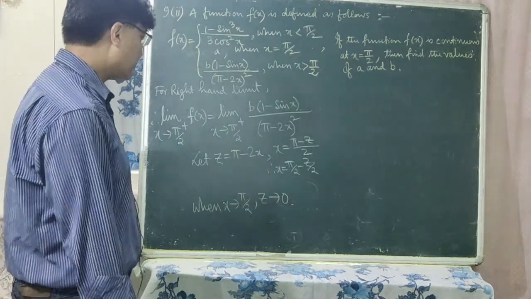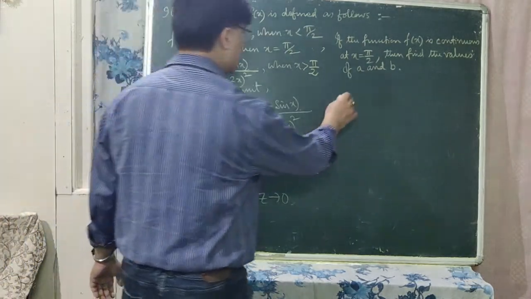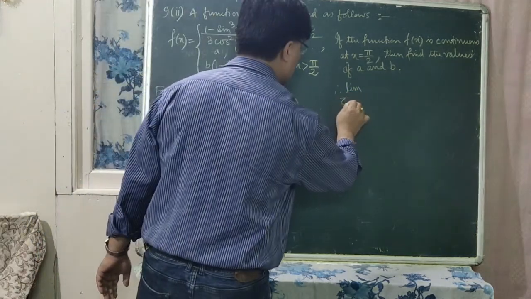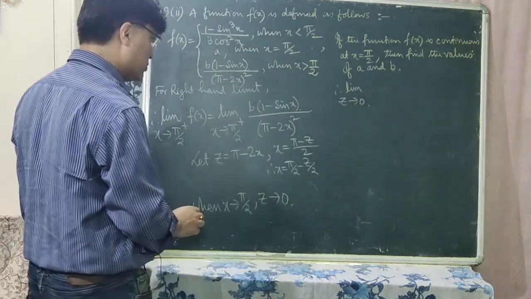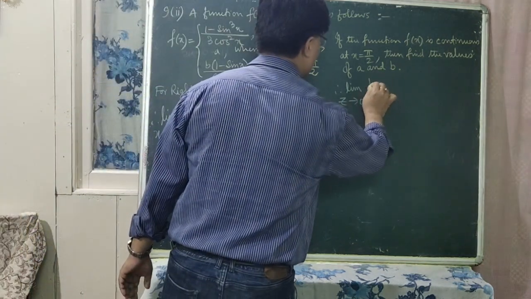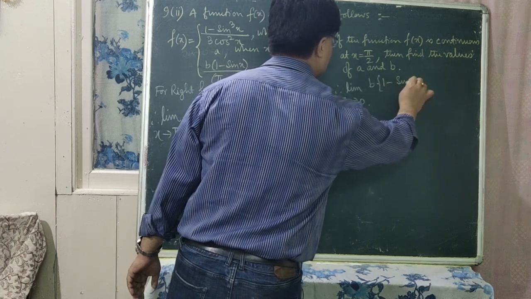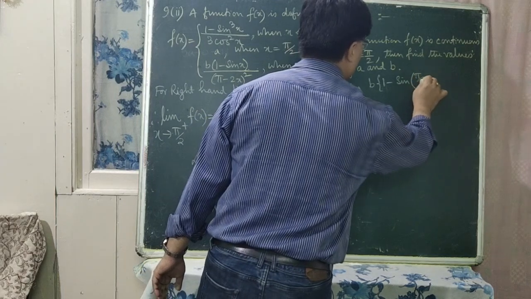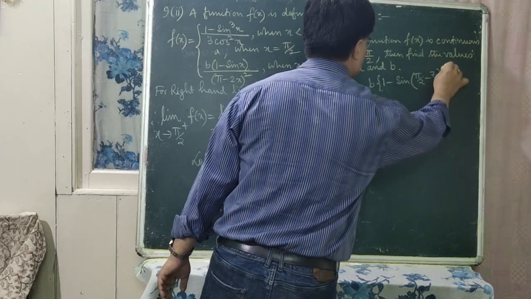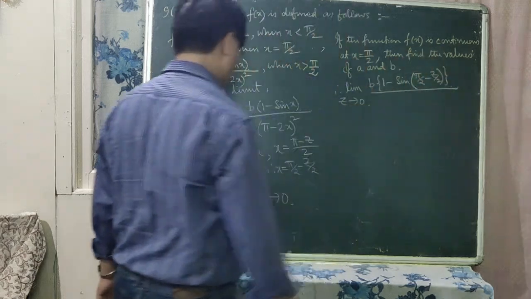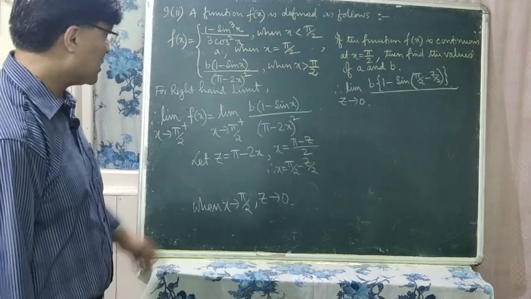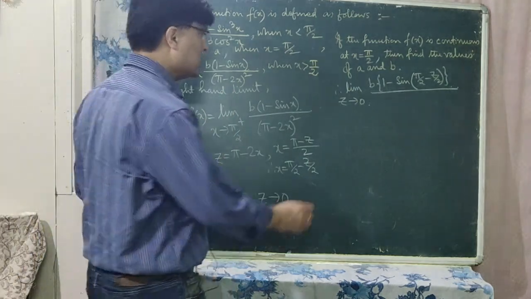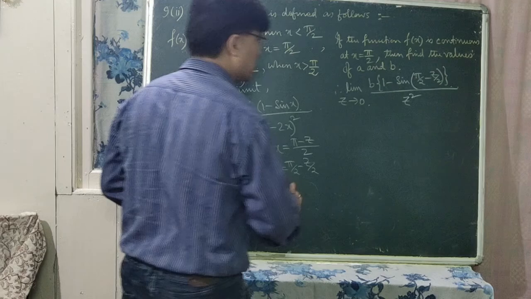So now this limit becomes, therefore, limit x tends to pi by 2 means z tends to 0. It is z tends to 0, right? So b into, within second bracket, 1 minus sine of, what is the value for x? Pi by 2 minus z by 2, second bracket is closed. Is that clear to all of you? Instead of x, you put pi by 2 minus z by 2. Now next, in the denominator, what do we write? Z square. This is your z square, right?